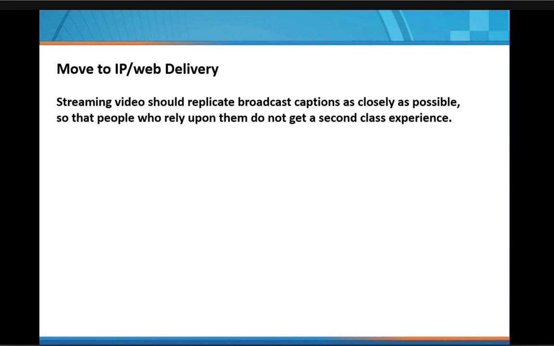So we've been talking a lot about the broadcast standards. Now we want to move on to this web delivery that we have to do. The streaming video, the web video, needs to replicate the broadcast captions as closely as possible. One, because the FCC mandates that, and two, maybe more importantly or less, depending on who you ask, so that the people that rely on those closed captions are not getting a second-class experience if they watch the video online as opposed to on their television.